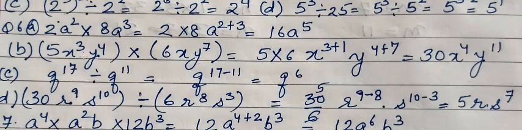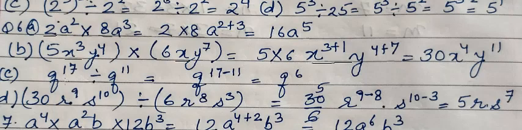Now in question number 6, 2a^2 into 8a^3. Here, first of all, the numbers will get multiplied, that is 2 into 8, and the exponents of a, that is 2 plus 3, which comes out to be 16a^5. In the B part, here again the numbers will be multiplied first, 5 into 6, then we'll collect the x powers, x^3 and x^1, which comes out to be x^(3+1), and y^4 and y^7, which is y^(4+7). On solving, the result comes out to be 30x^4 y^11.